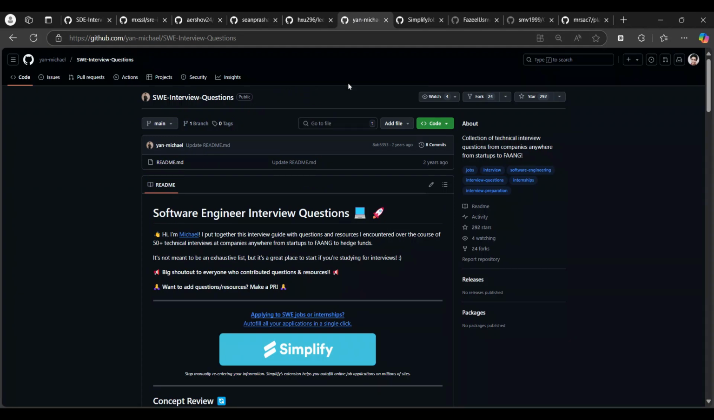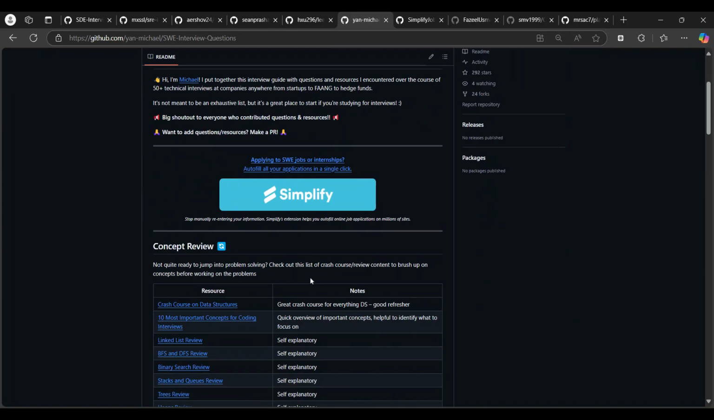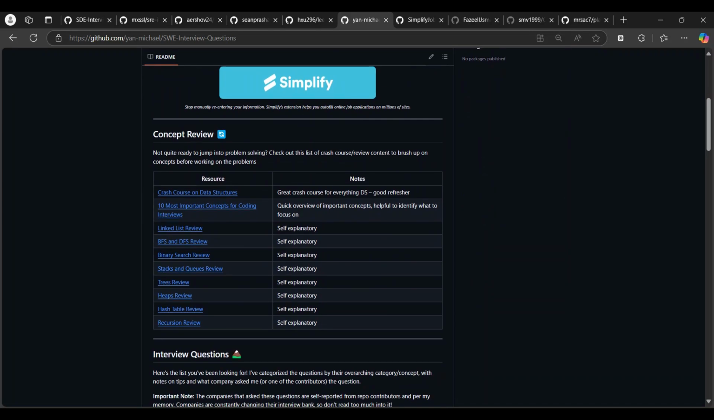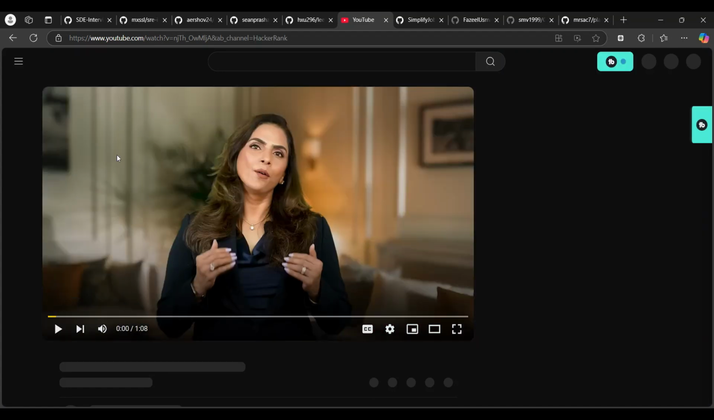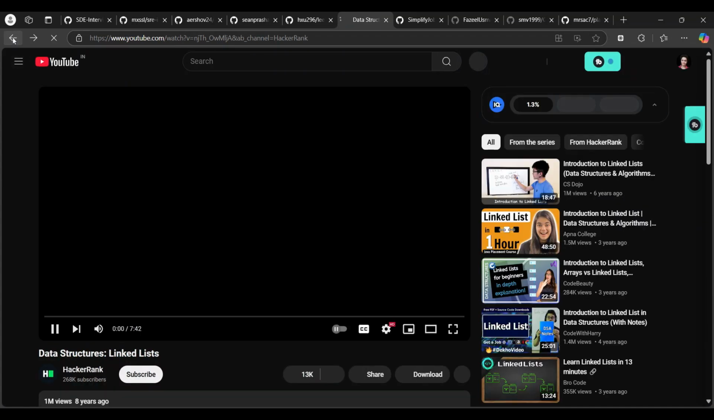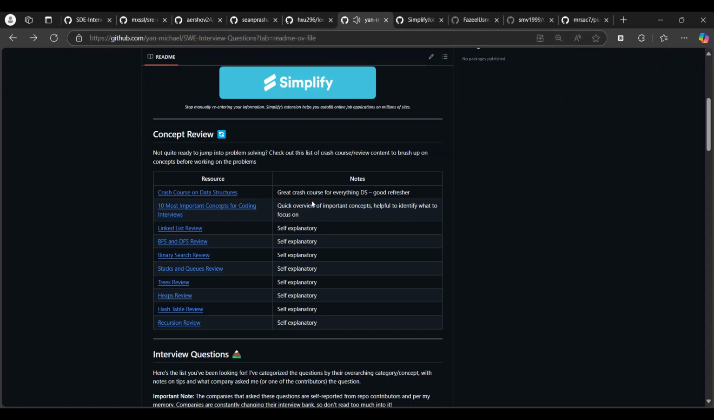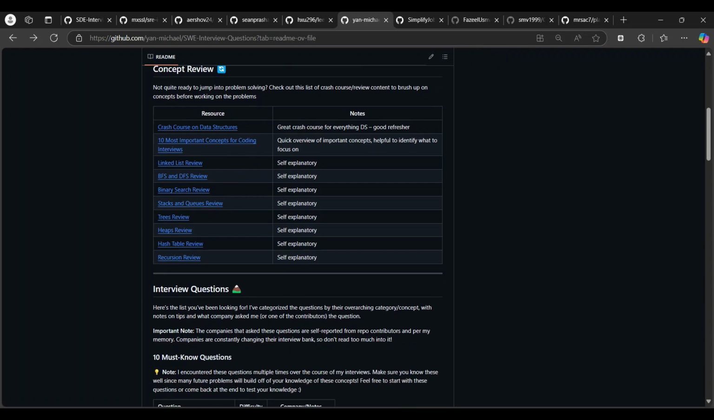It is Jan Mischel's SW interview questions, so software engineer interview questions. Again, they have listed specific topics like BFS, DFS, linked list. If you click on linked list and you don't know what a linked list is, they have added YouTube videos. If you're unfamiliar with topics like stacks and queues, binary search trees, you can click on the link and learn from the YouTube link or whatever they have listed.